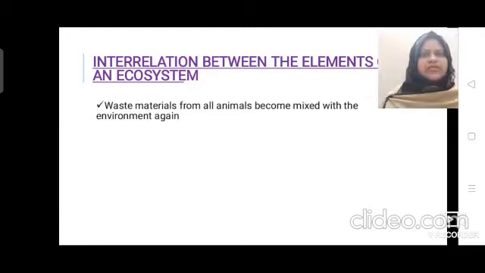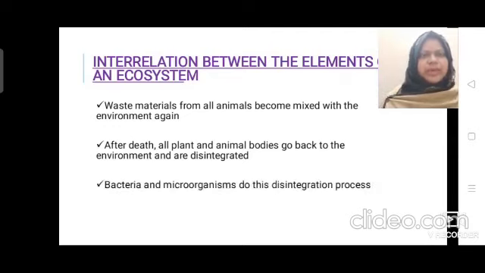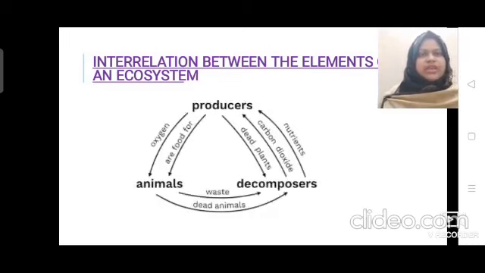Waste materials from all animals become mixed with the environment again. After death, all plant and animal bodies go back to the environment and are disintegrated. Bacteria and microorganisms do this disintegration process. This way, the balance in the natural environment is maintained. This flowchart shows the cyclic relationships among the different components of an ecosystem.